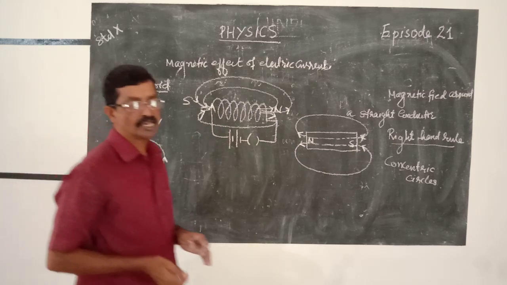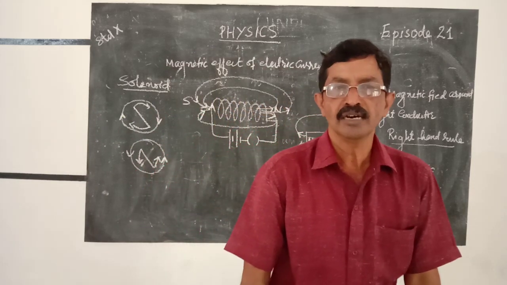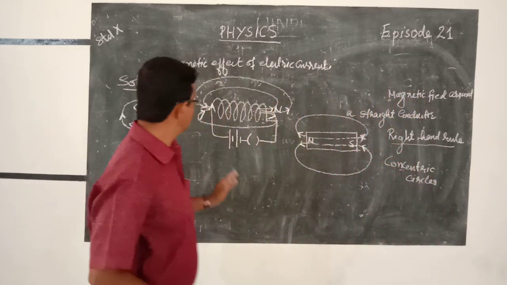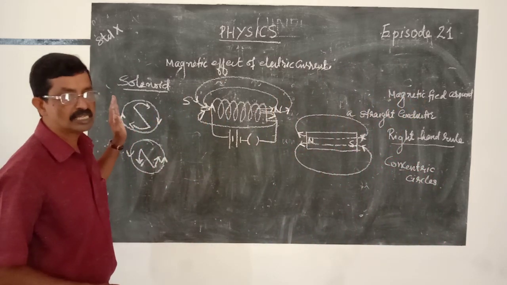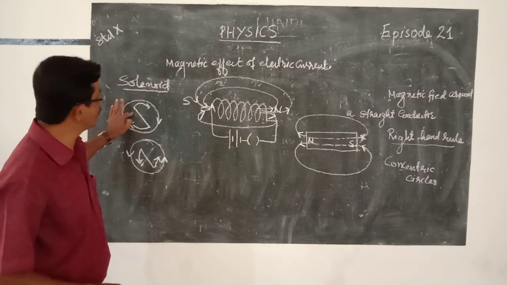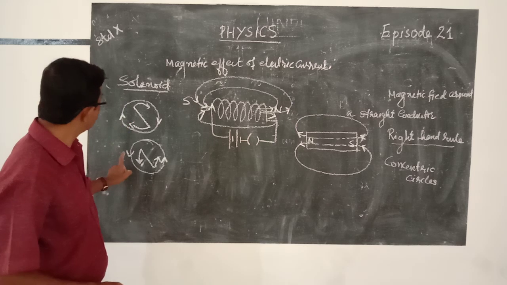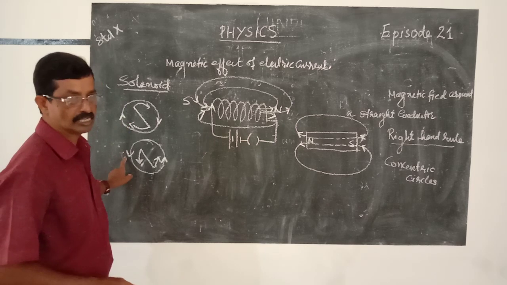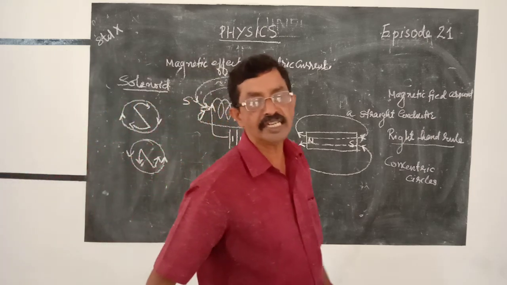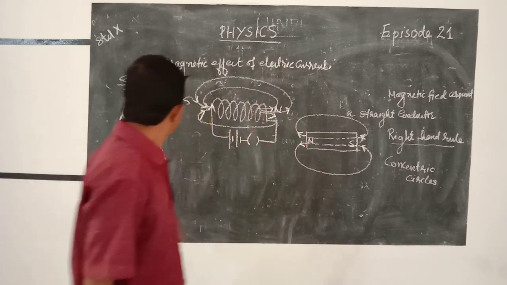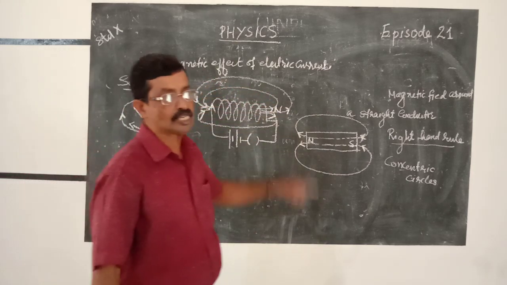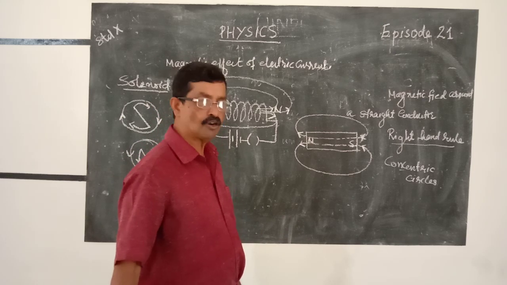In this way, we can find the magnetic poles at the ends of the solenoid. That means the end at which current flows in clockwise, that end is south and the other end is north. If the current at one end of the solenoid is anti-clockwise, then that end is the north pole. In that way we can find out the north and south poles of a solenoid.